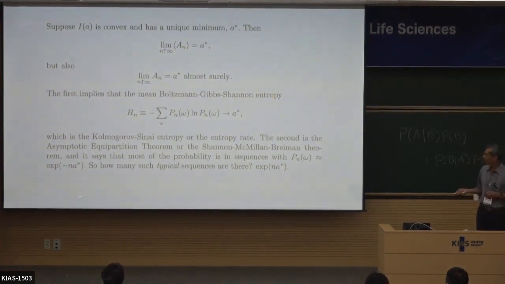But if I tell you that most of the probability is in sequences like this, then I can ask you, how many such sequences are there? This is called the typical set of this process. And just 1 over this probability tells you that the number of such sequences is e to the n a star. If most of the probability is in these sequences, each of those sequences has this probability e to the minus n a star, then the number of such sequences has to be about e to the n a star, right?